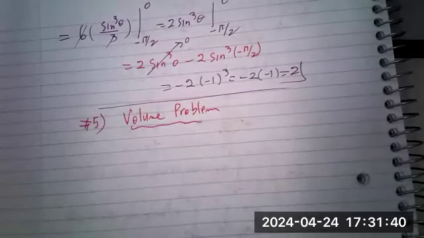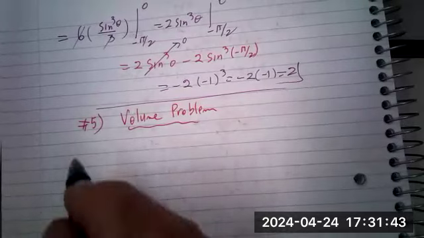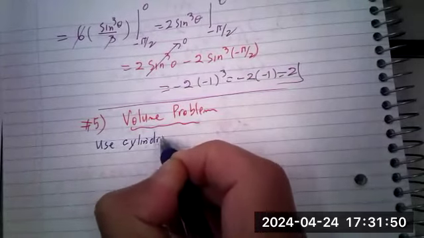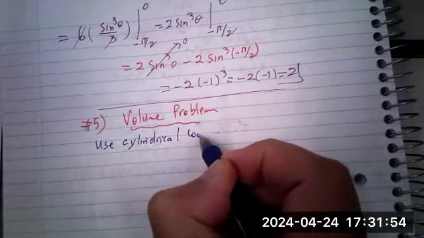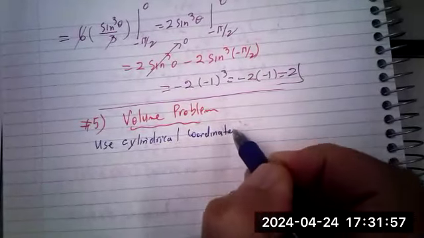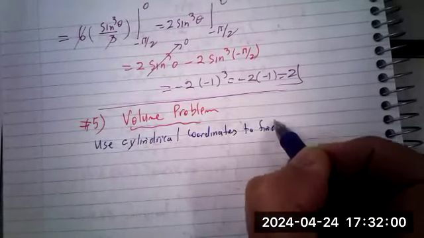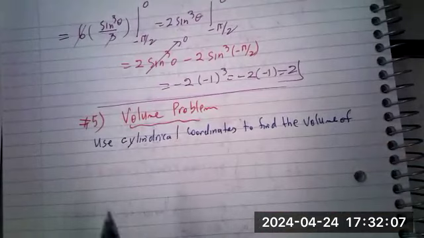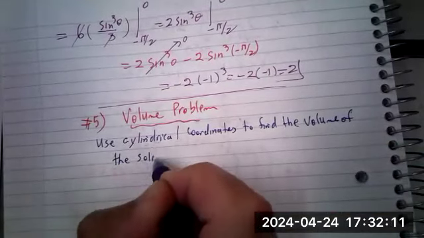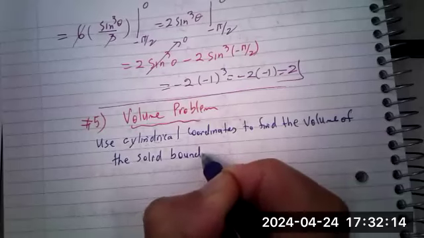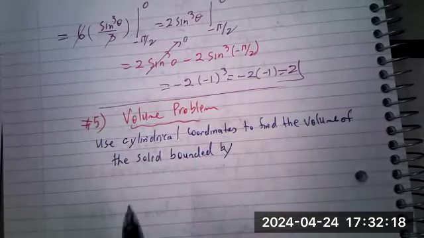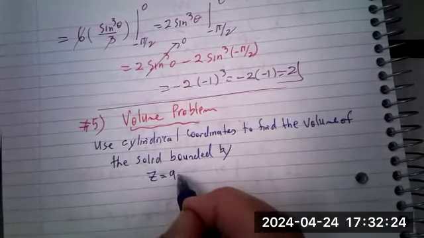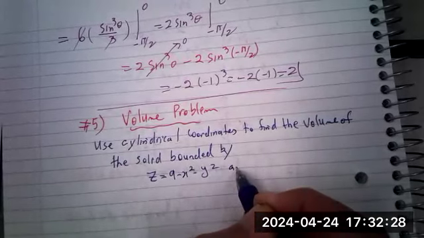So what we'd like to do is use cylindrical coordinates to find the volume of the solid bounded by z equal to 9 minus x squared minus y squared, and z equal to 0.